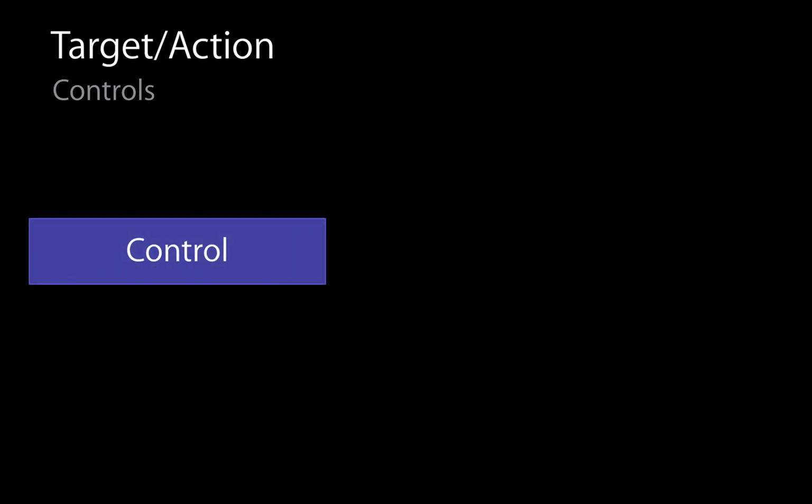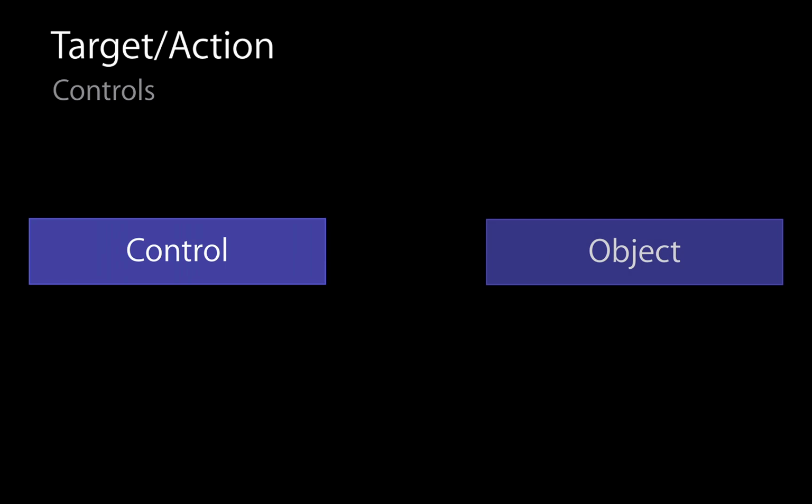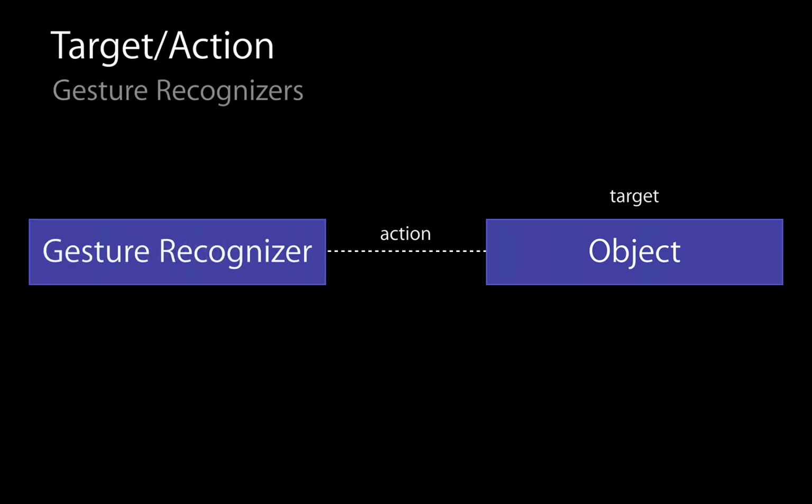Getting a little more abstract, talking about target action, the idea is you have a control or an initiator, something that kicks off the message send. That has a target object that it sends the message to, and then the particular message that it sends is called the action message. Once you understand this, again, wherever we use this, it's used in such a consistent way that if you understand it in one context, you understand it in all the contexts.